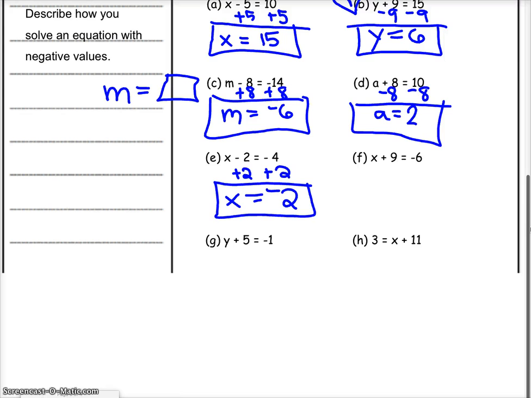X plus 9 is negative 6. So to get x alone, I need to move the 9 by applying the inverse to both sides. X equals, now it's negative 6 minus 9. They're the same sign because it's plus a negative. So it should be negative 15. Notice when I see negative 6 minus 9 like that, I right away look and say, hey, they're the same. The same means add, and then just make it negative.